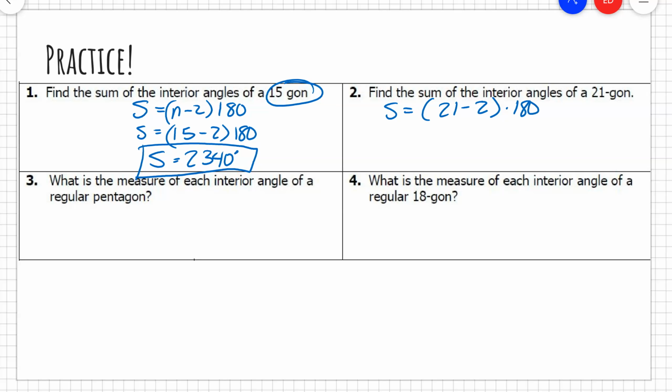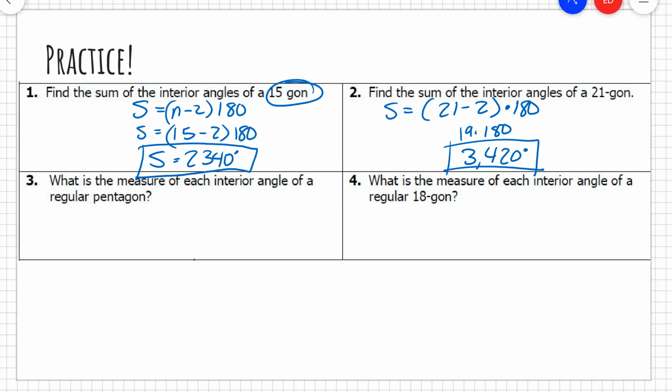Sorry, 21 minus 2, and then we're going to multiply that by 180. You need to simplify this before anything else, so you'd have 19 times 180, which would just give us 3,420 degrees. And that would be the sum of the angles all together.